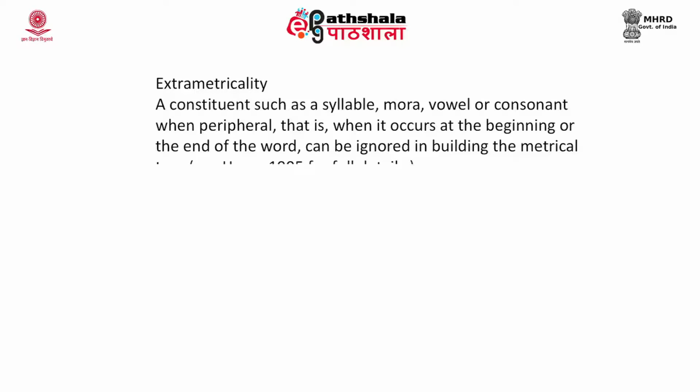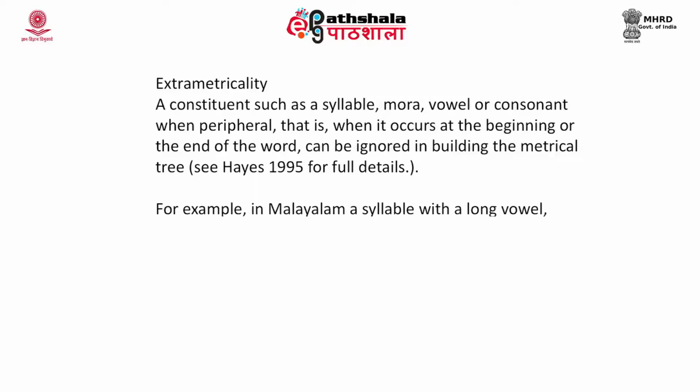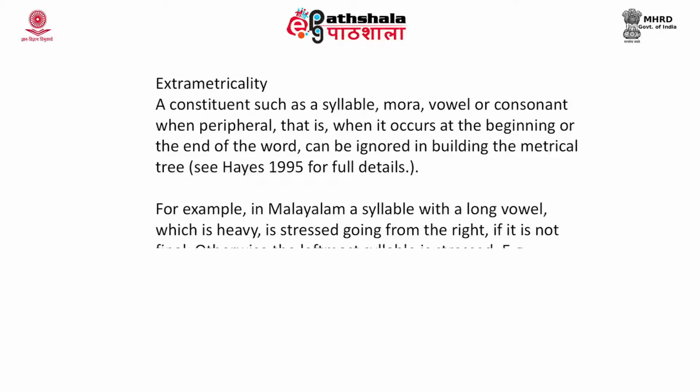What is extrametricality? A constituent such as a syllable, mora, vowel, or consonant, when peripheral, that is, when it occurs at the beginning or the end of the word, can be ignored in building the metrical tree. So one of these, either the final ones or the initial ones, can be entities such as a vowel or a consonant or both, called segment, or a mora or a syllable. Each of these is not counted in building trees. We then say that these units are extrametrical.